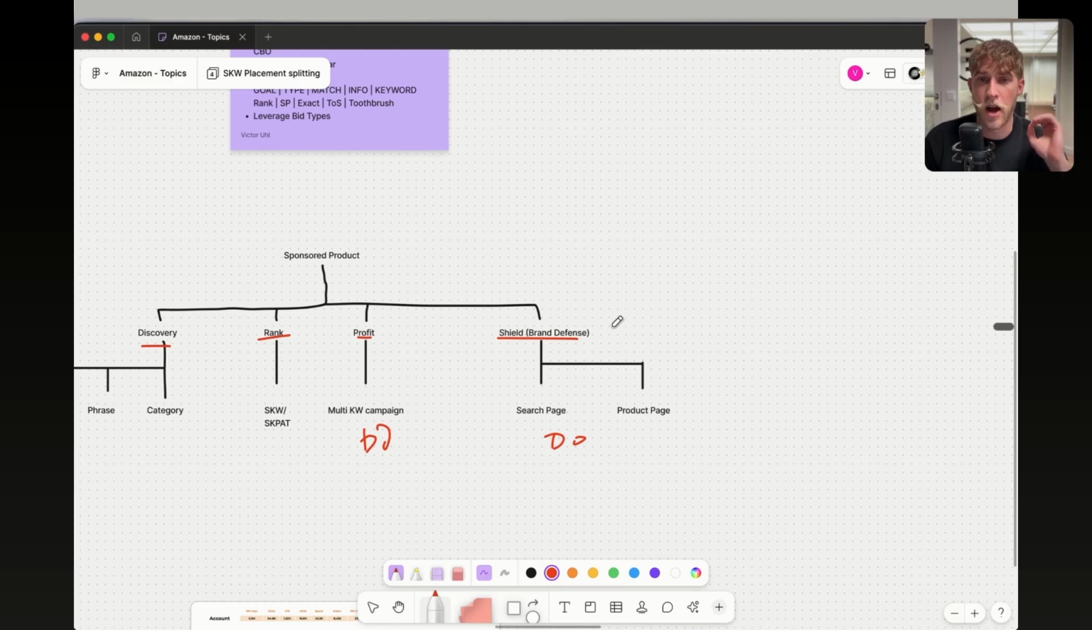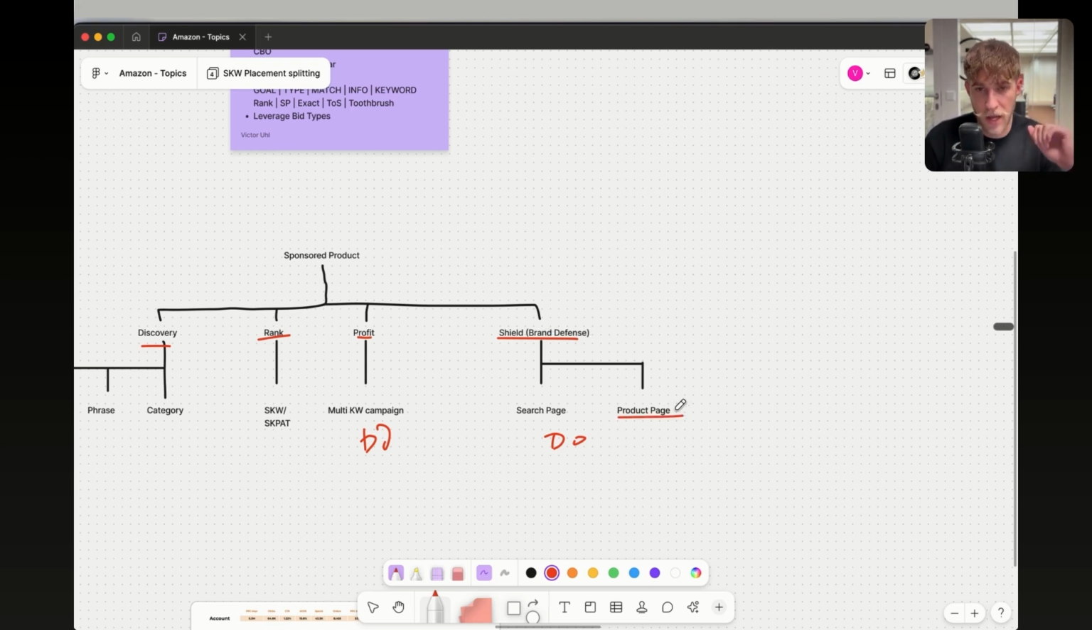The shield campaigns are the next topic. These are your brand defense campaign. So you can target product pages and search page. When somebody's searching your name, then you want to be there with your ads as well. You think like, oh yeah, but why do I pay for my own ads? It's simple. If you don't do this, others will do, and you will lose money, especially when you have a lot of copycats that look similar to you or are just cheaper.